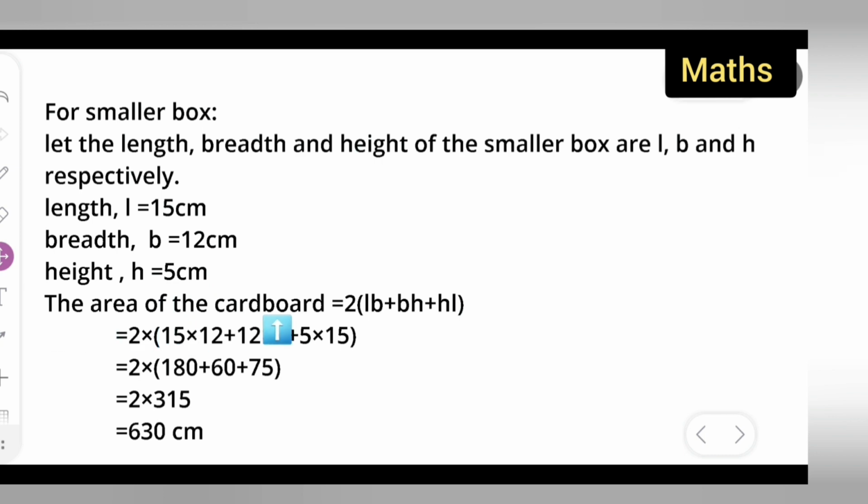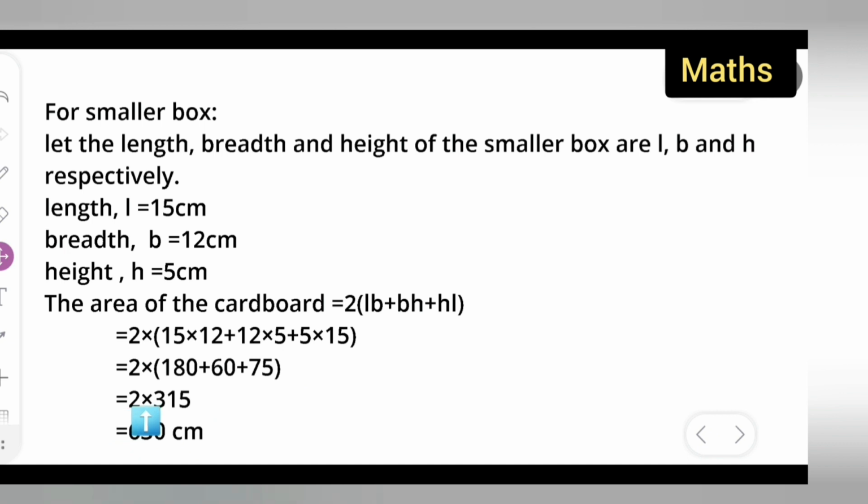So the area of the cardboard is equal to, what is the formula? Twice length into breadth plus breadth into height plus height into length you'll have to do. Now twice, what is your length? Your length is nothing but 15. Plug the value over here. Multiplied by breadth. Your breadth is 12 centimeter, plus 12 into 5, breadth is 12, your height is 5, plus height 5 into length 15. So now 2 multiplied by 15 multiplied by 12, you will get 180. 12 multiplied by 5, you will get 60. 5 multiplied by 15, you will get 75.